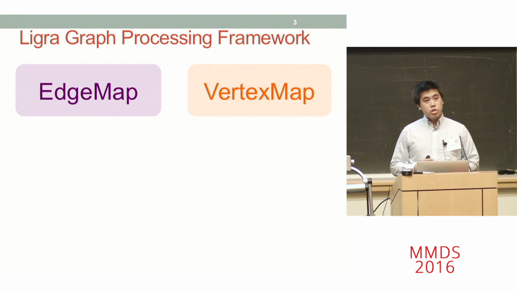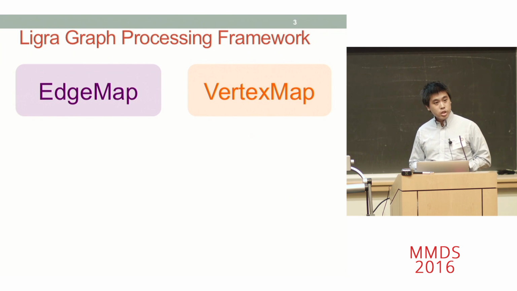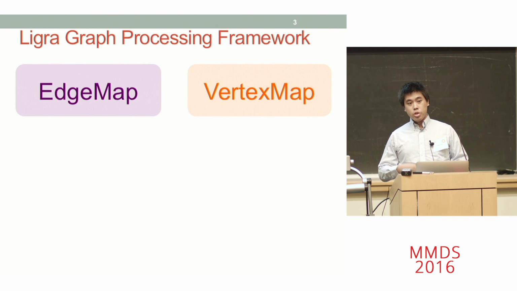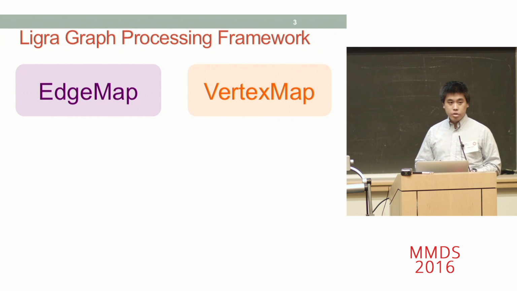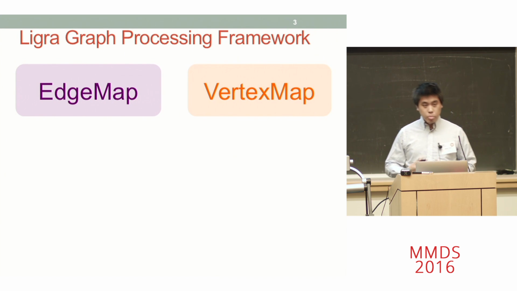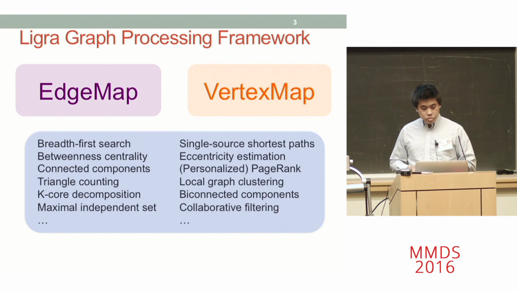At a very high level, Ligra contains two very simple functions, an EdgeMap and a VertexMap function. An EdgeMap is used to map some computation over a subset of edges in the graph in parallel, and a VertexMap is used to do the same thing, but over a subset of vertices in parallel. I'll go into more detail about how these functions work later on in this talk.